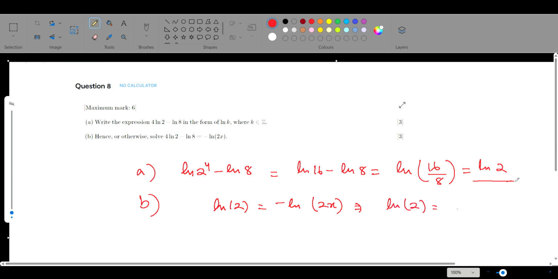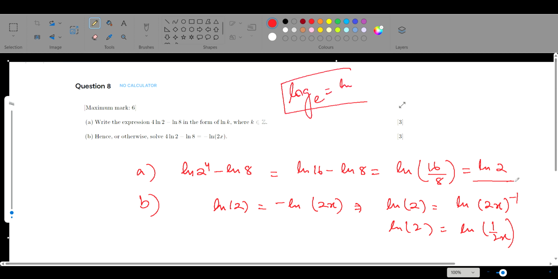ln 2, and when you put minus over 2x, so what is it? So 1 over 2x. Now you can cut the ln, just erase the ln, because we have the same base. A log with base e is known as ln. So we can just say 2 is equal to 1 upon 2x.